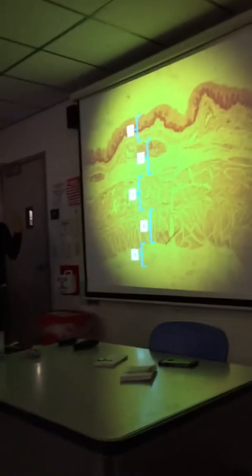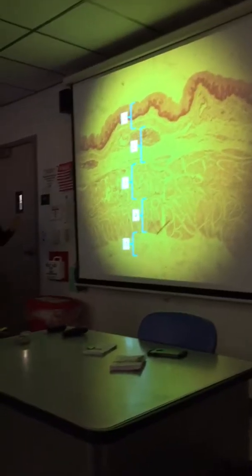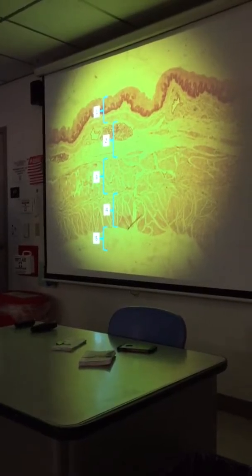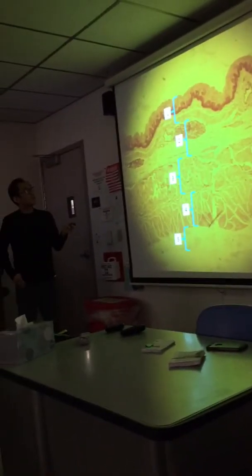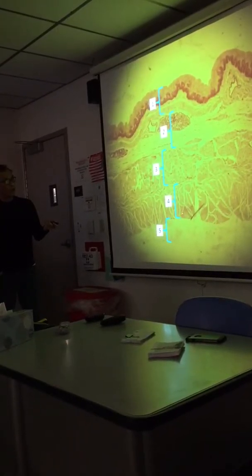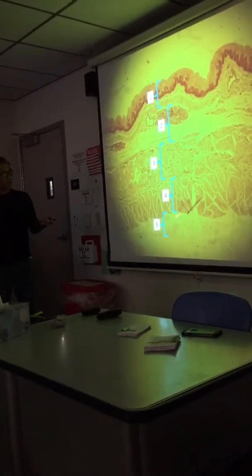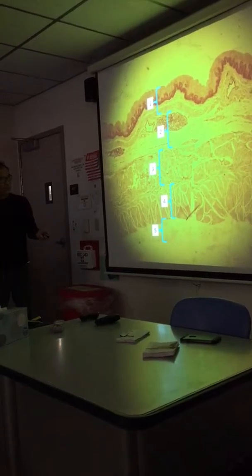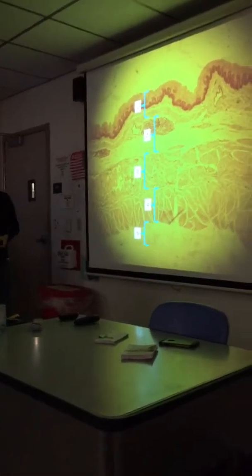Just recognize that as esophagus. And I have things labeled, so obviously you may have to identify that. This is the mucosa, submucosa, the whole thing, 3 and 4, muscularis externa, 5, you can barely see it there, but serosa or adventitia.